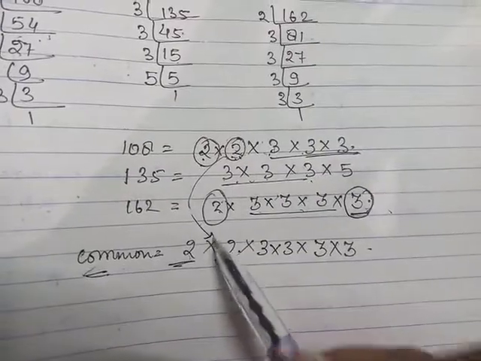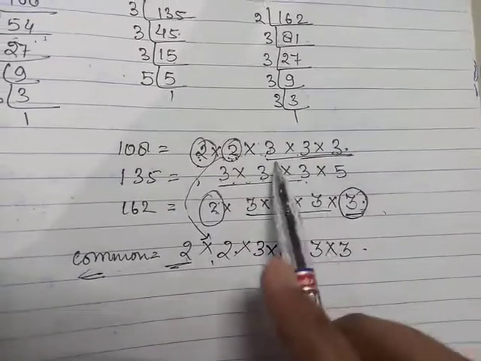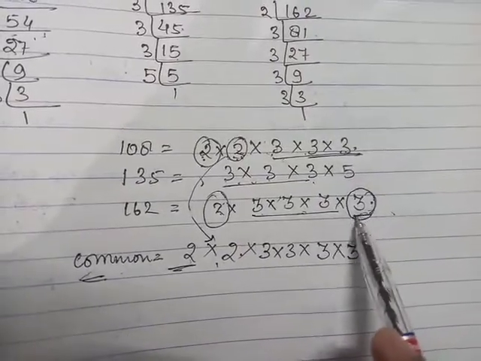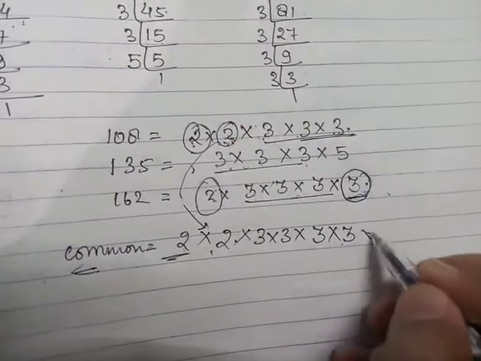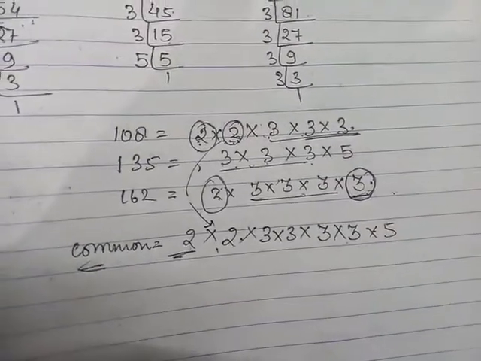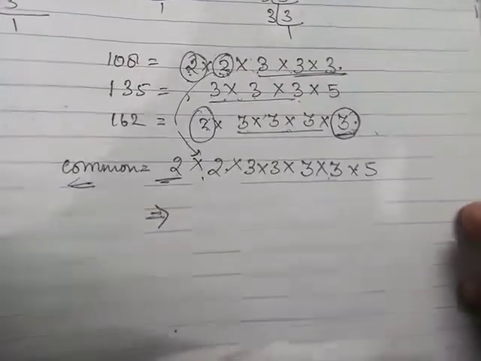So 2 is written here. Okay, so we have taken 2, then we have taken 3, all the 3, and this extra 3 also, and we have 1 extra 5. Okay, so these are our common factors. Now we will multiply these.